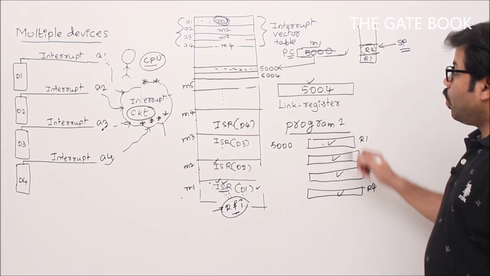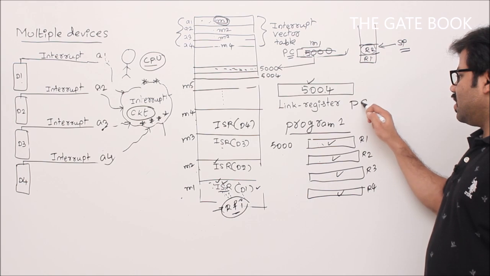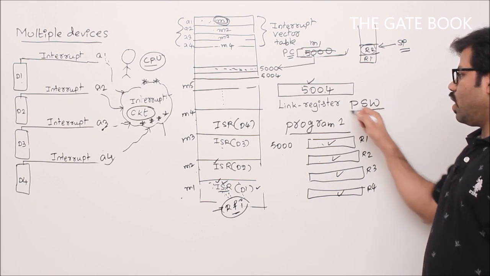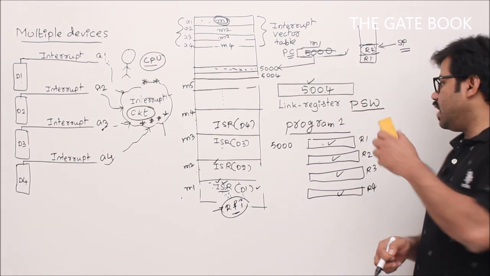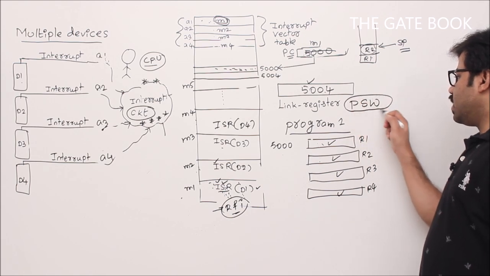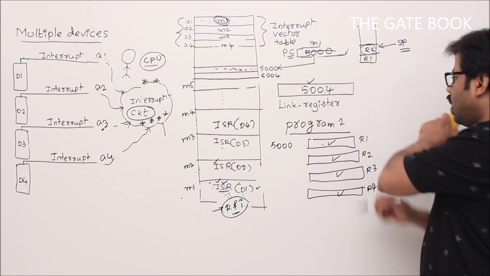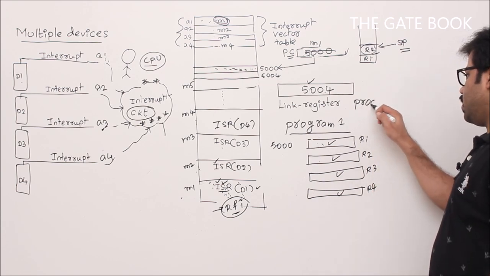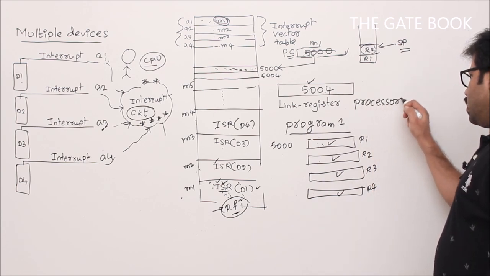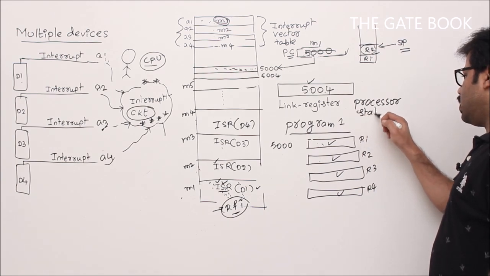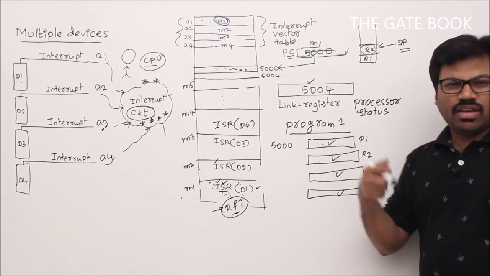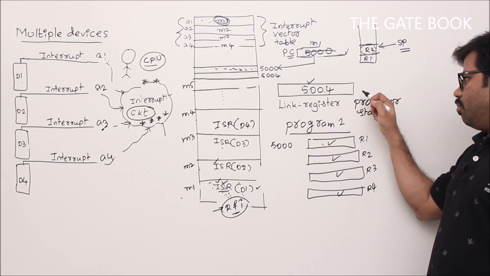The second thing is the program status register. You should be careful. Sir, what is program status? It is also known as program status word. Otherwise, sorry, processor status word. I'm sorry, processor status. So there are some registers which represent the processor status.